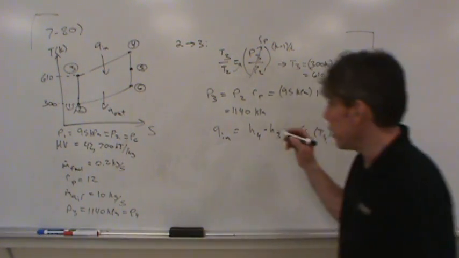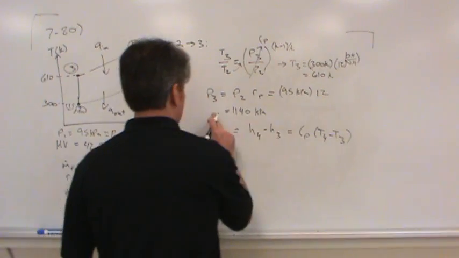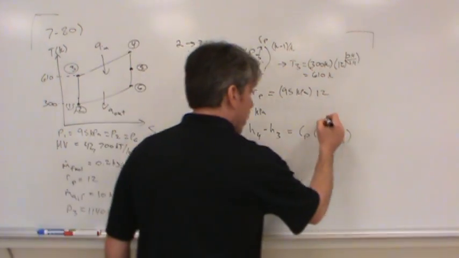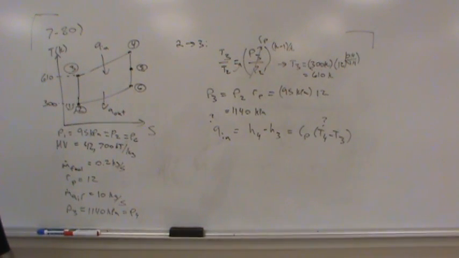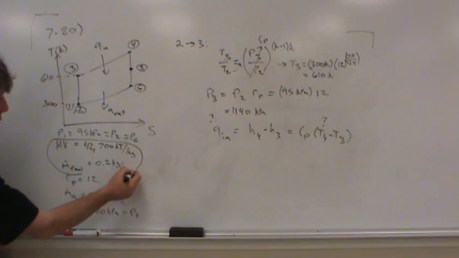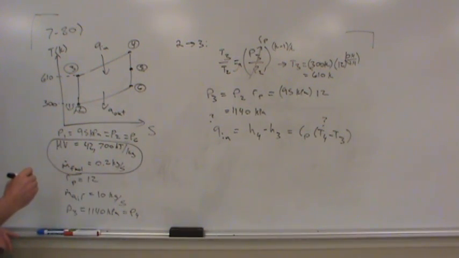Now notice, we don't know QN. That's another very good question, Mark. We don't know T4, so how are we going to deal with this? I thought we knew QN. We do know QN, but it's given to us in a tricky way. They gave us the mass flow rate of the fuel and the heating value of the fuel, right?